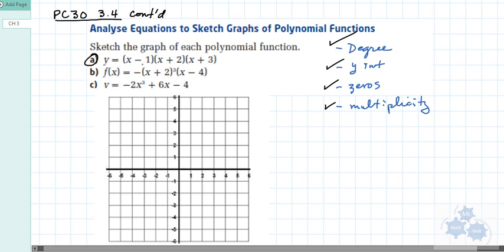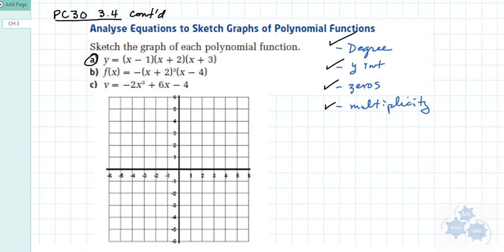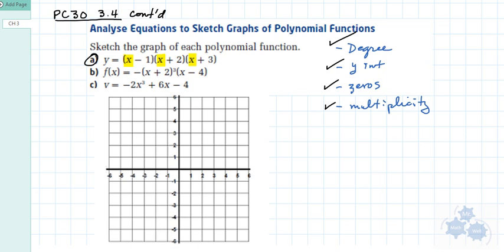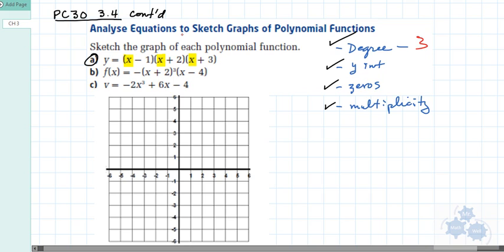Now, in example A here, you are given y equals x minus 1 times x plus 2 times x plus 3. The degree, gone over this before, but this is what you do. You take a look at the variable term in each factor. If there is a multiplicity, then you have to take that into account. But here, basically, you multiply these terms together, and that's going to give you x, what? Cubed, x cubed. So for this one, the degree is 3. That's very important to know.